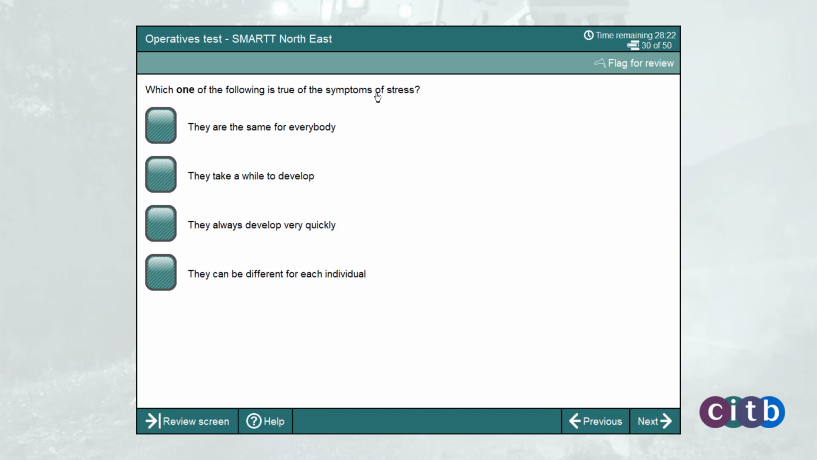Which one of the following is true of the symptoms of stress? They are the same for everybody. They take a while to develop. They always develop very quickly. They can be different for each individual.